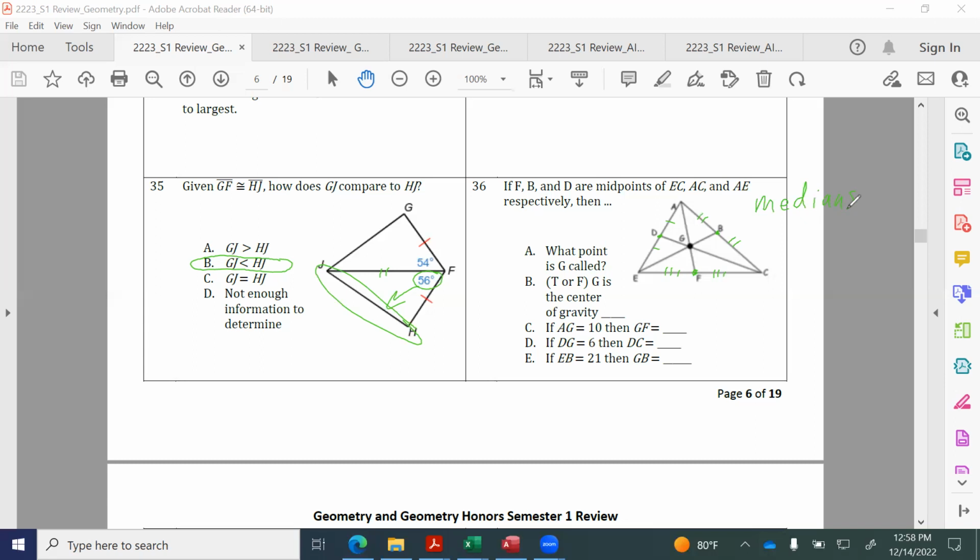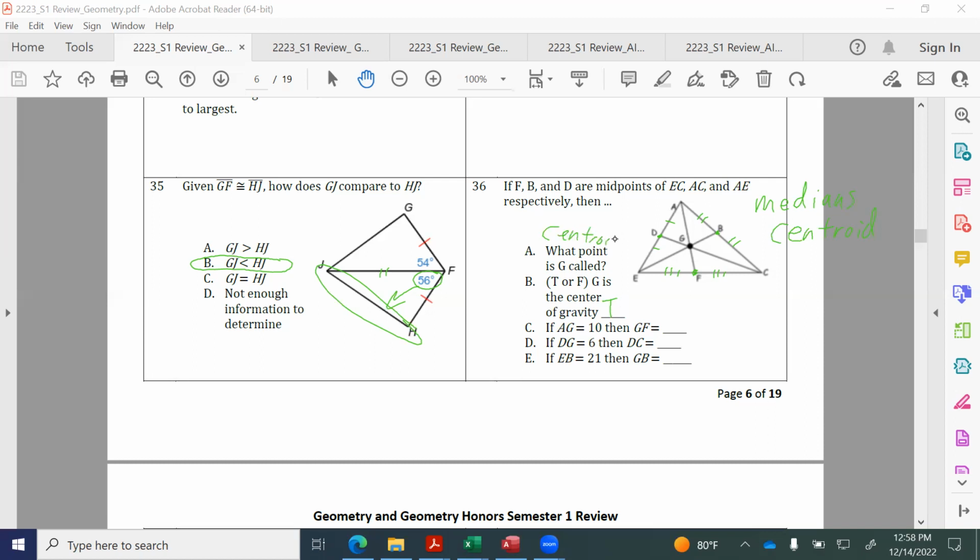Where do medians meet? In the middle, at a point called the centroid. All right, this is from our last chapter. So what point is G called? G is the centroid. B asked, true or false? G is the center of gravity. Yes, again, the centroid is the center of gravity, so that was true. This is our answer for part A, and I'm writing it over here as well.